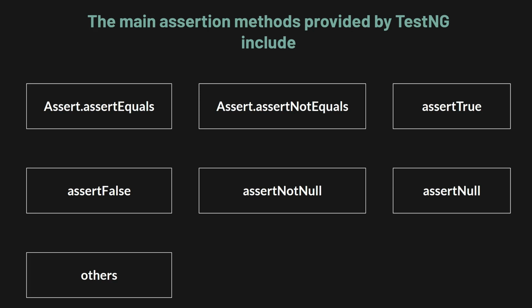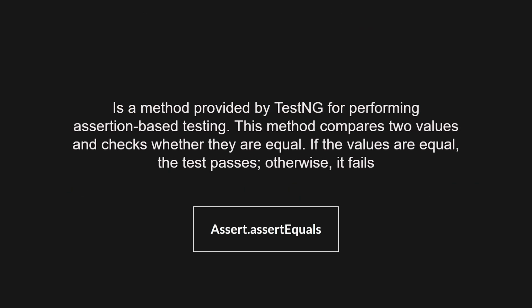The main assertion methods provided by TestNG include assert equals, assert not equals, assert true, assert false, assert not null, assert null, and others. These methods make it easy to perform various types of comparisons and validations within your test cases. Let's explore each of them separately, and the first is assert equals.